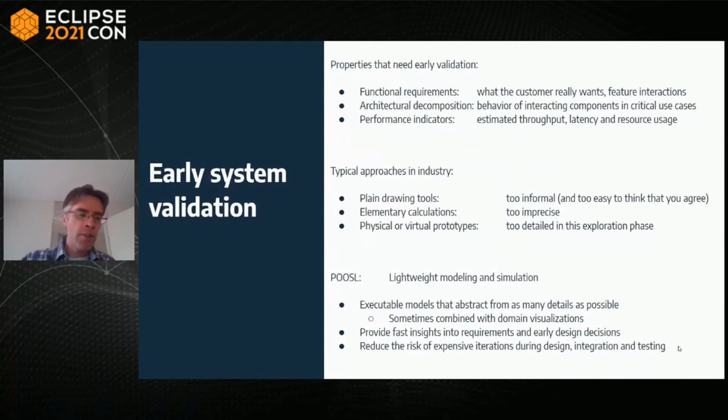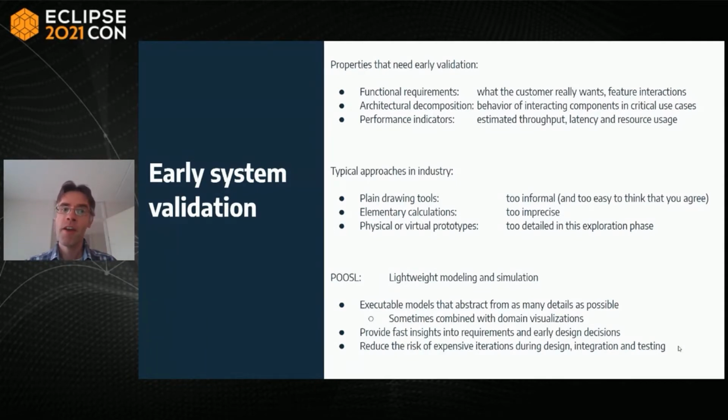So what kind of things could we validate in this particular stage? Here I have a couple of examples of properties that need early validation. First of all, they're related to the functional requirements. Maybe the question is, do we really understand what the customer wants? And do we really understand all the possible feature interactions between all the nice features the customer would like to have?